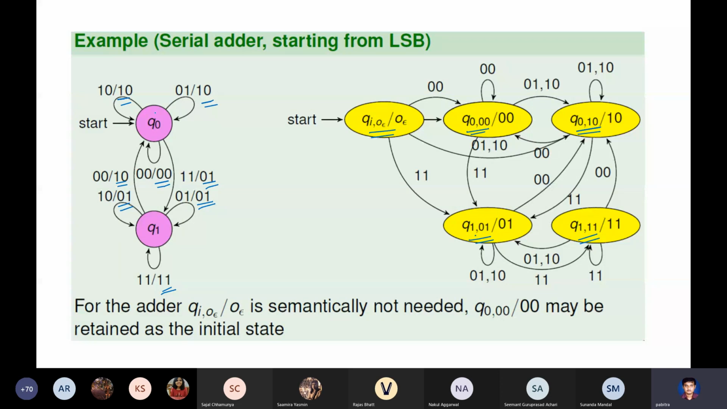Okay, so let's look at this edge. I am in Q naught. On receiving an input 1, 0, I transition to Q naught again and produce an output 1, 0. So can anybody tell me what are the edges that correspond? Who is this particular one? Let me give a color.